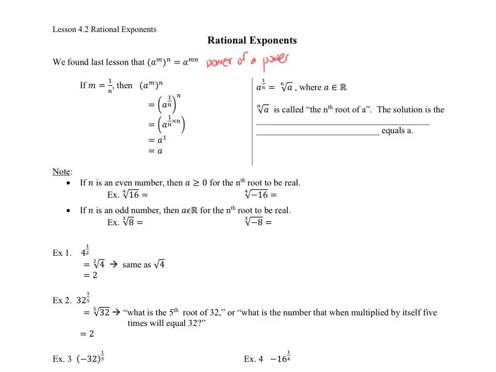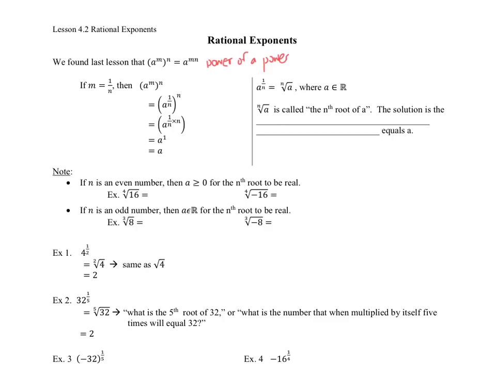Now in this case, imagine that m itself, the inside exponent rather, is a fraction. If m was equal to 1 over n, then when you raise a to the m to the exponent of n, that's really raising a to the exponent of 1 over n to the exponent of n. According to the power of a power rule, we multiply the two exponents together, and 1 over n times n just gives us the exponent of 1. So we end up getting the base a back as our answer.